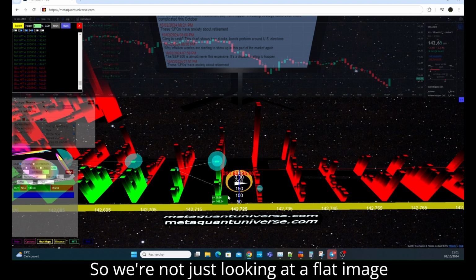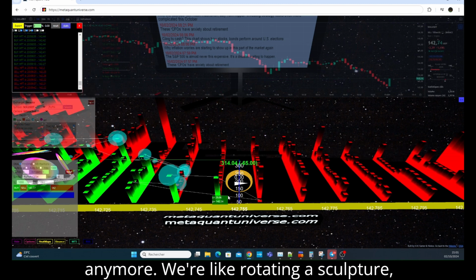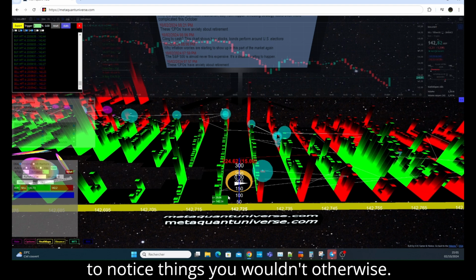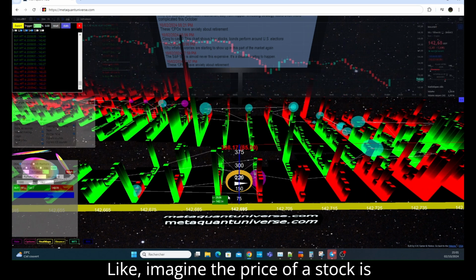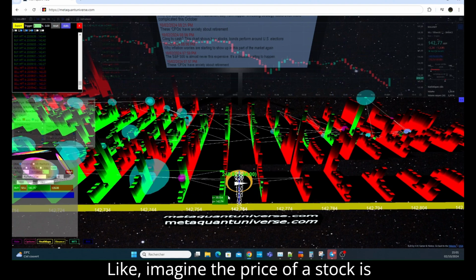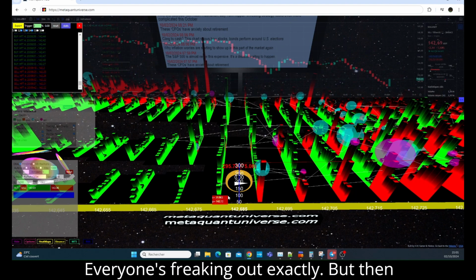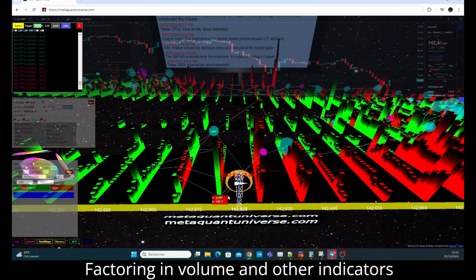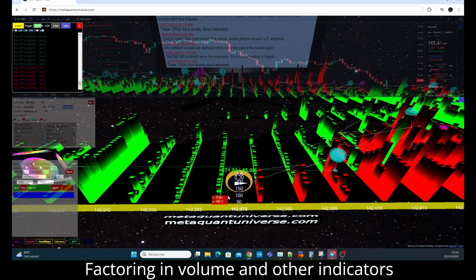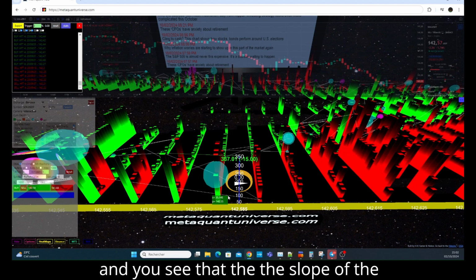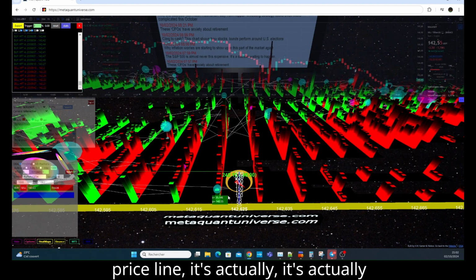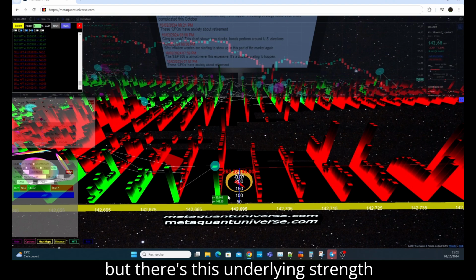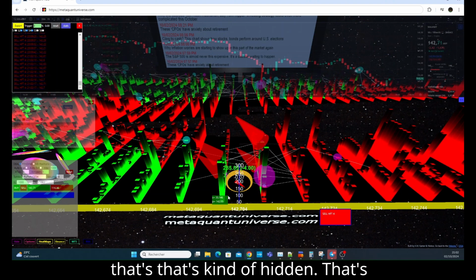So we're not just looking at a flat image anymore. We're like rotating a sculpture, right? Sure. Getting the full picture. Yeah, that's a great way to put it. You start to notice things you wouldn't otherwise. Like imagine the price of a stock is going down. Right. Classic downtrend. Everyone's freaking out. Exactly. But then you look at it through this 3D lens, factoring in volume and other indicators. And you see that the slope of the price line is actually going up. So the price is dropping, but there's this underlying strength that's kind of hidden.